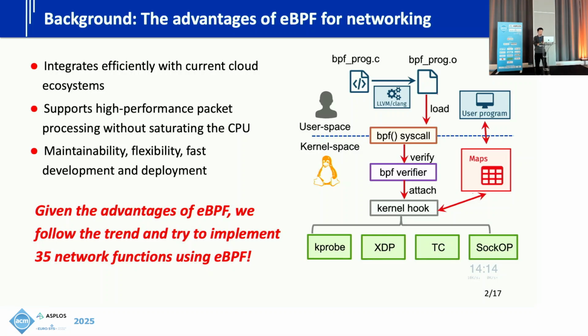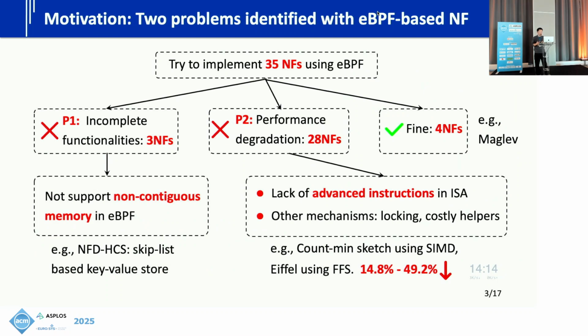So, given the advantages of eBPF, we follow the trend and try to implement 35 network functions using eBPF. We attempt to implement the core operations of these 35 network functions using eBPF. However, we encountered two problems. First, incomplete functionalities. We are unable to implement 3 of them due to the inherent programming limitations of eBPF. For example, we cannot implement the skip list-based key value store due to the lack of non-contiguous memory support in eBPF. And secondly, performance degradation.